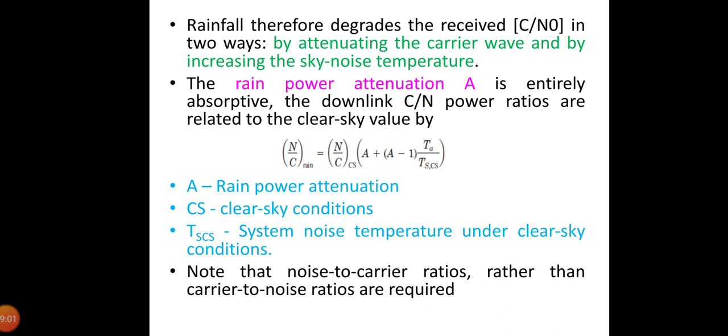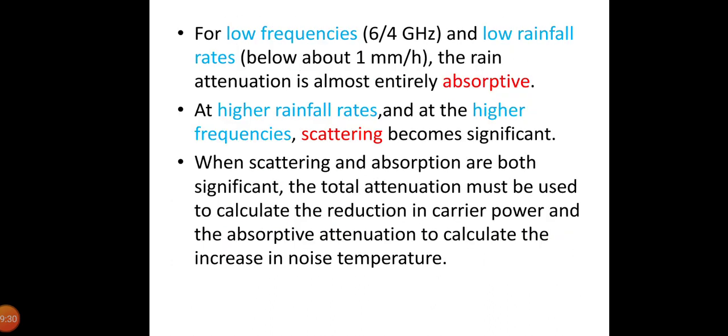The downlink C/N power ratio is related to the clear sky value by (N/C)_sky = (N/C)_CS into [A + (A - 1) T_S/T_S,CS], where A is the rain power attenuation, CS is the clear sky conditions, and T_S,CS is the system noise temperature under clear conditions. Note that the noise to carrier ratios rather than the carrier to noise ratios are required.